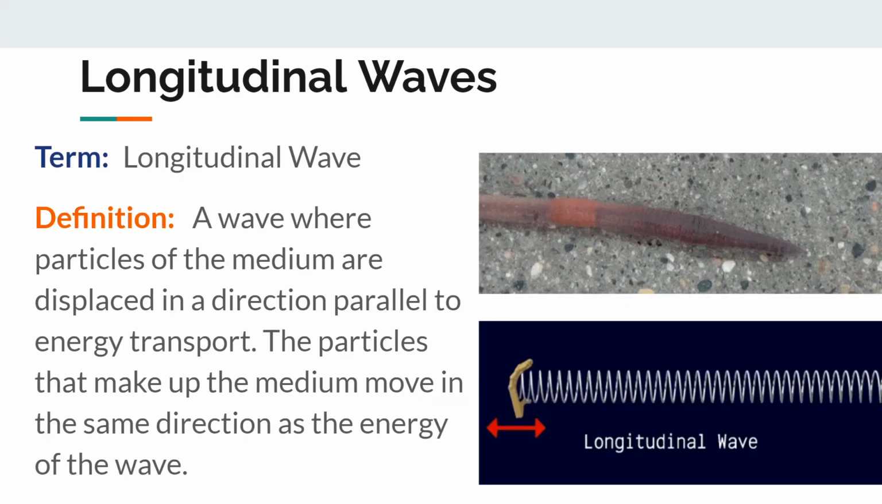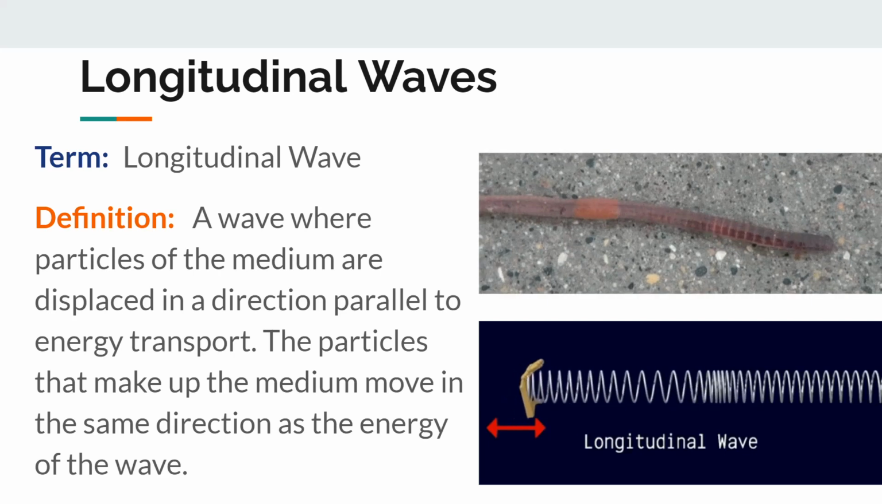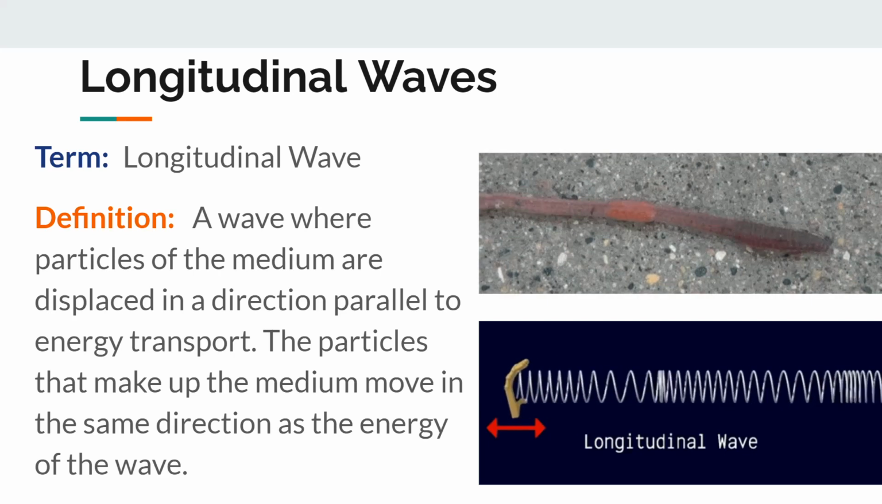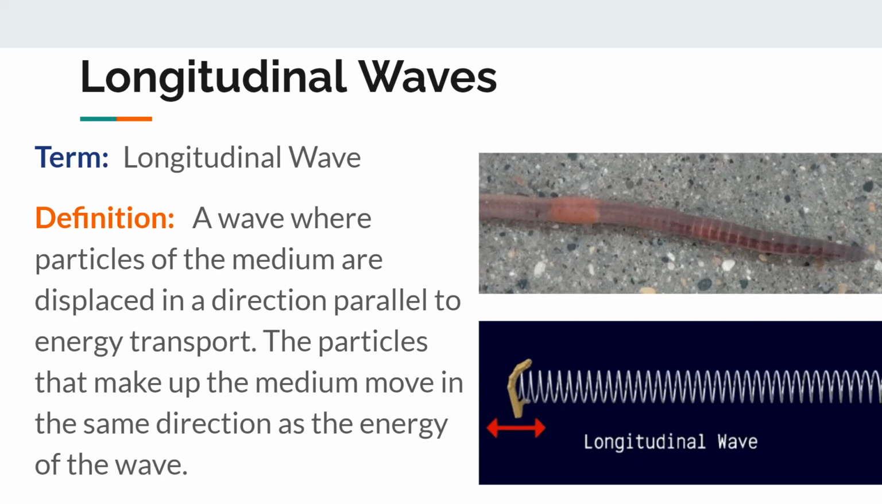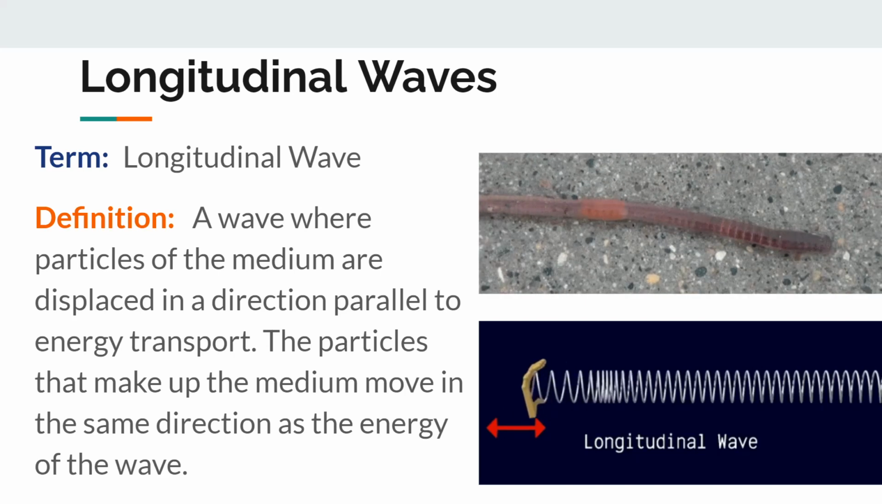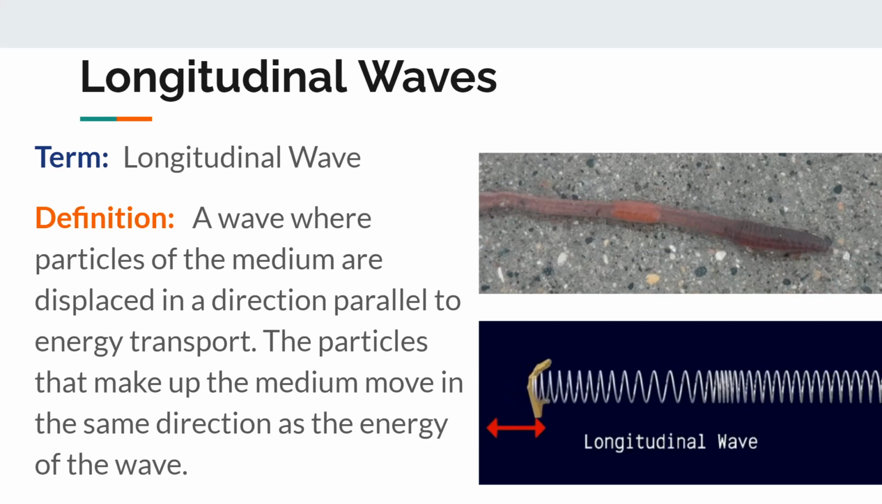A longitudinal wave, on the other hand, is a wave where the particles of the medium are displaced in a direction that is parallel to energy transport. So these particles that make up the medium move in the same direction, or at least parallel to, back and forth, as the energy of the wave.